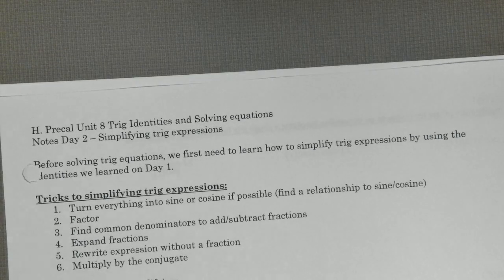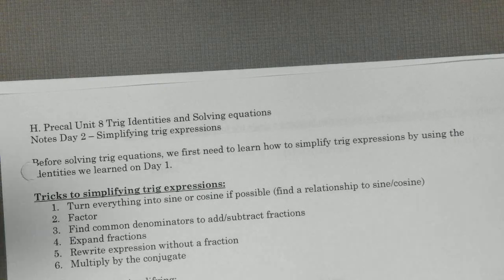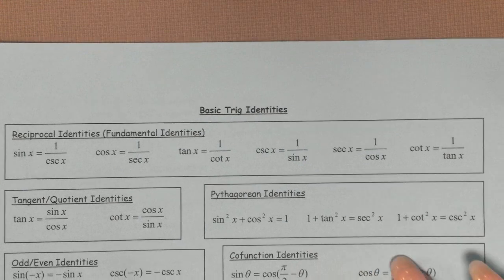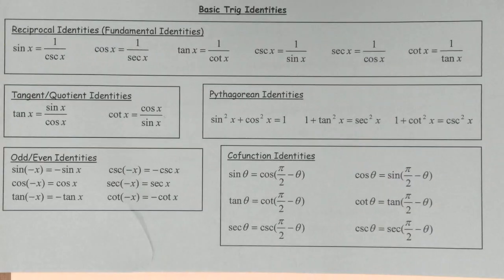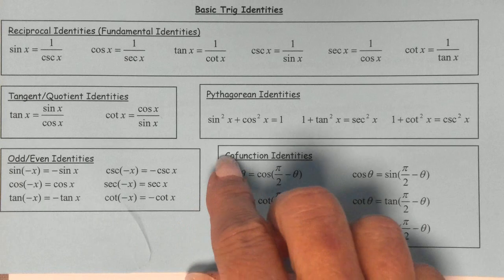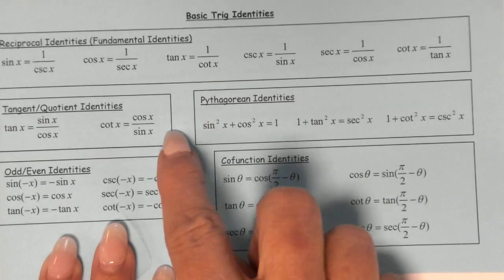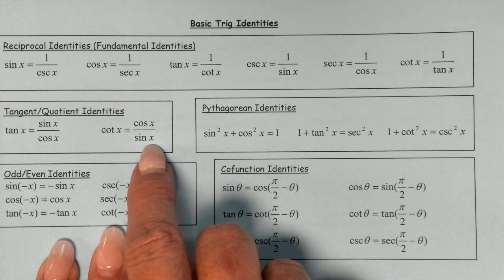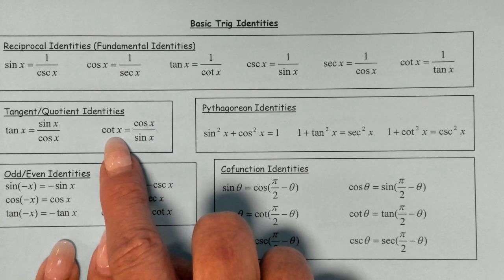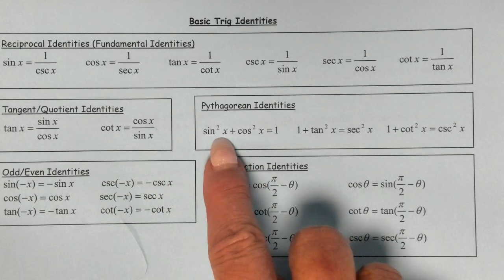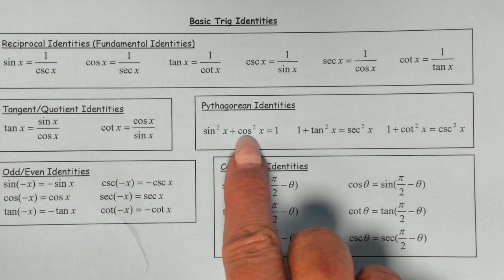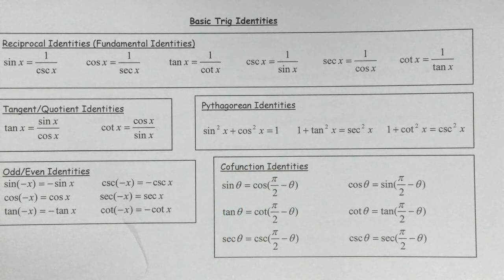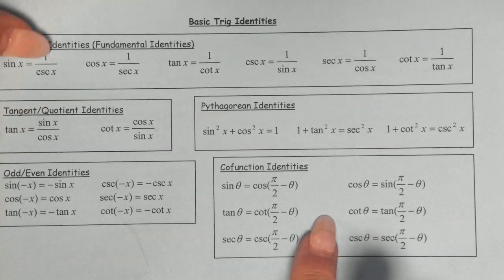Alright students, so we're going to simplify trig expressions based off of the identities that we talked about yesterday. And I've got a copy of all the different identities here. So we're going to use these to replace more complex identities. For example, if you have a fraction of cosine over sine, we can replace it with cotangent. If you have a situation where you have sine squared plus cosine squared, you could replace it with a 1. So we're just taking expressions and simplifying them down.